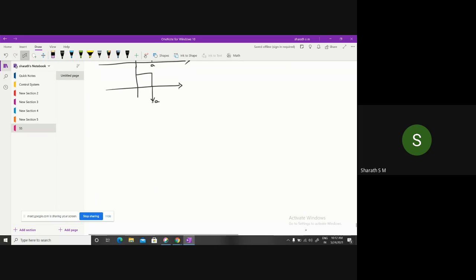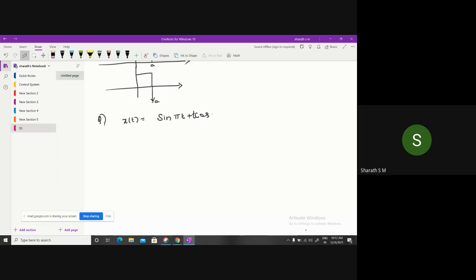Go to the next question. Obtain the odd and even parts for x of t is equal to sin pi t plus cos pi t whole square.